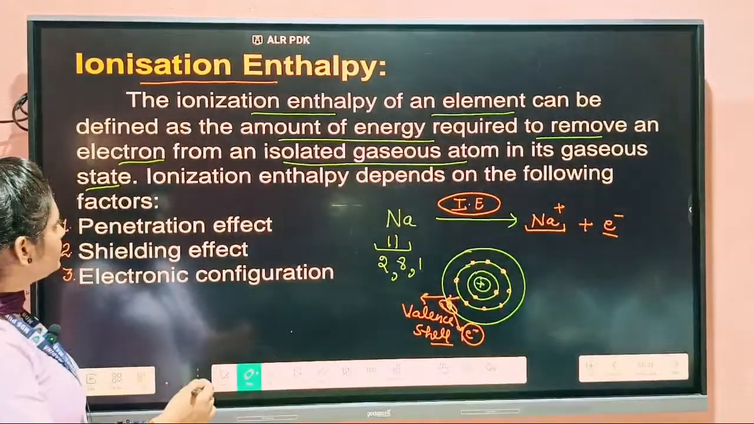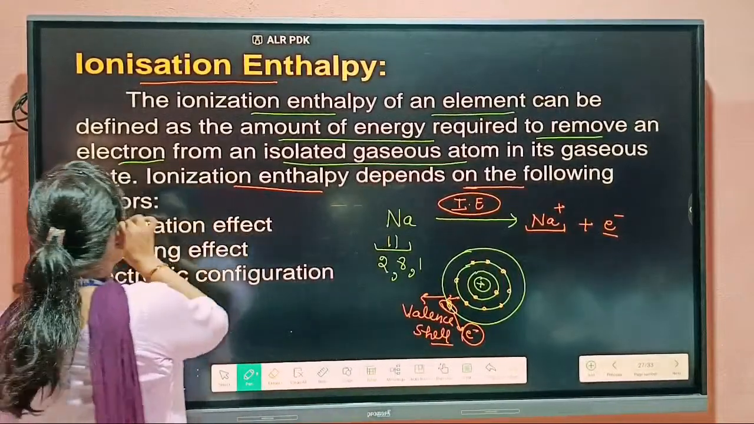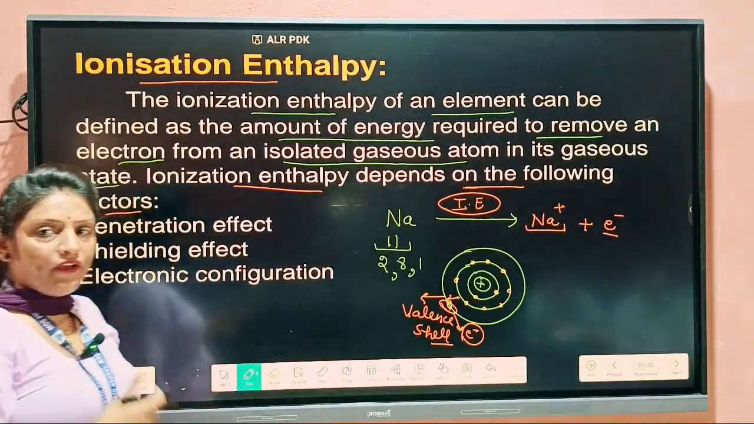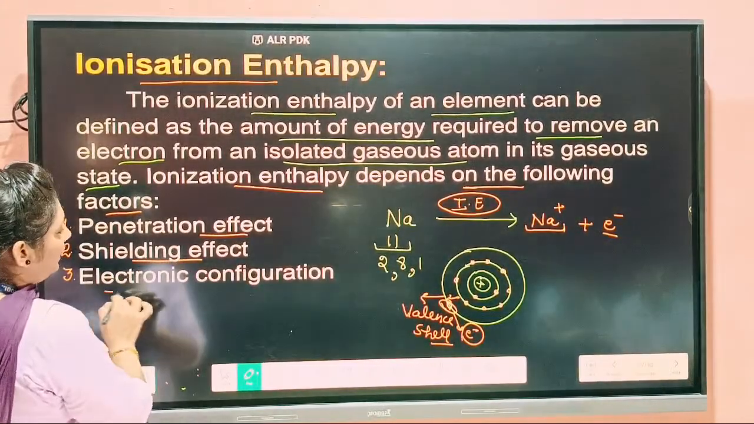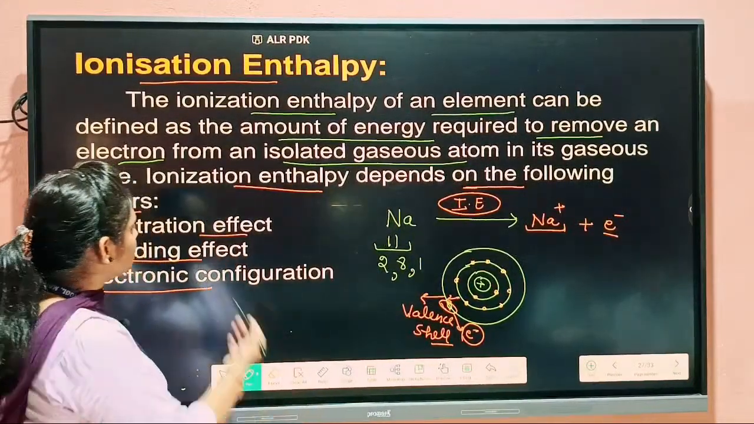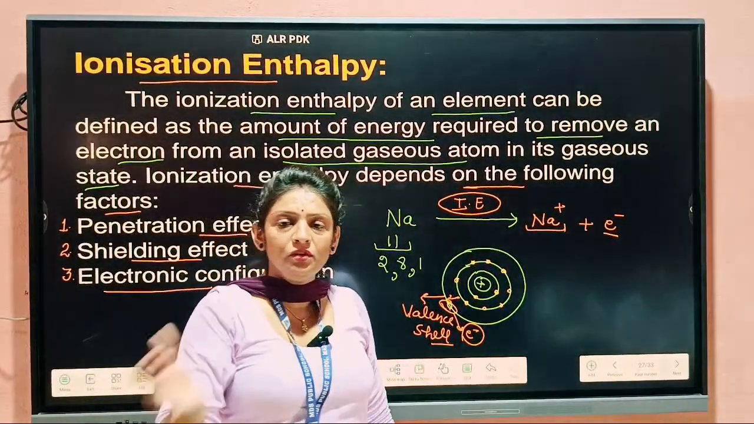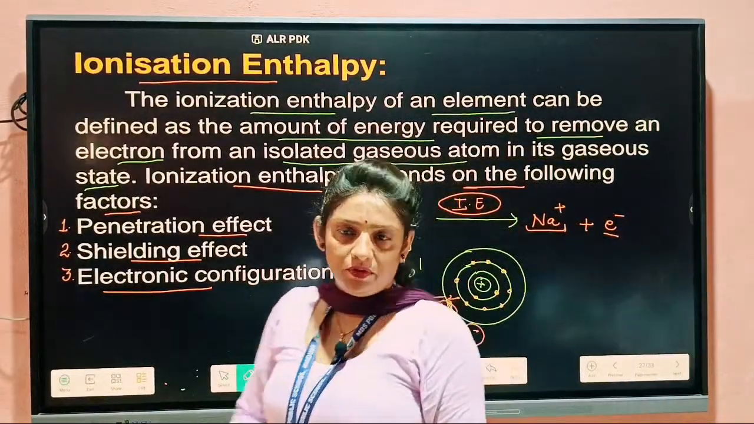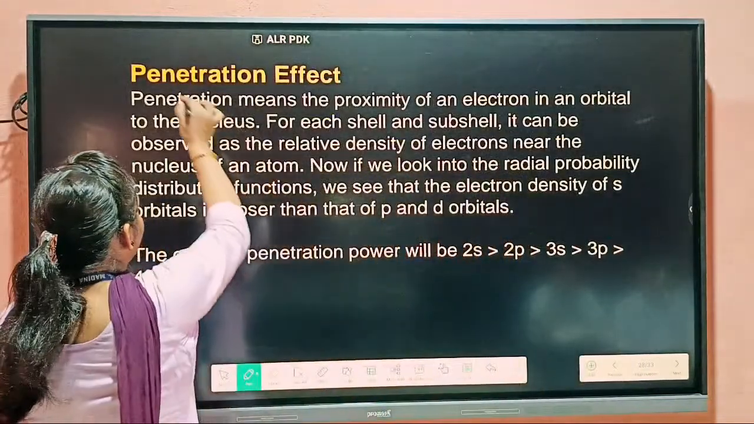Yes. So students, ionization enthalpy depends on the following factors. The factors are the penetration effect, shielding effect, and electronic configuration. We will discuss these factors one by one. What do you mean by penetration effect? What is shielding effect? And what will be the effect of the electronic configuration on ionization enthalpy? So the first one is the penetration effect.